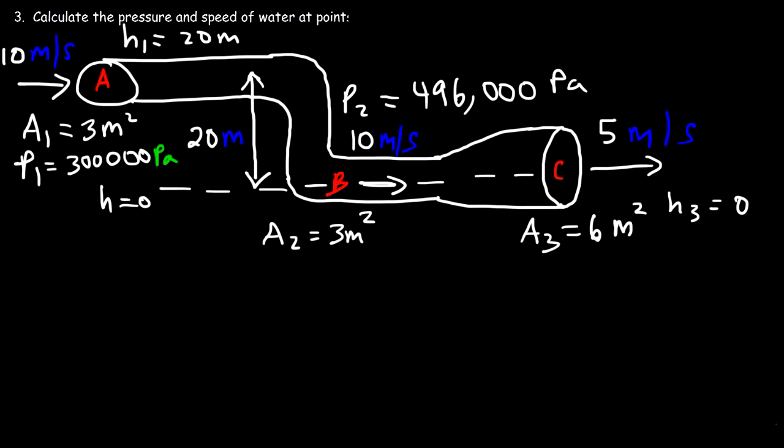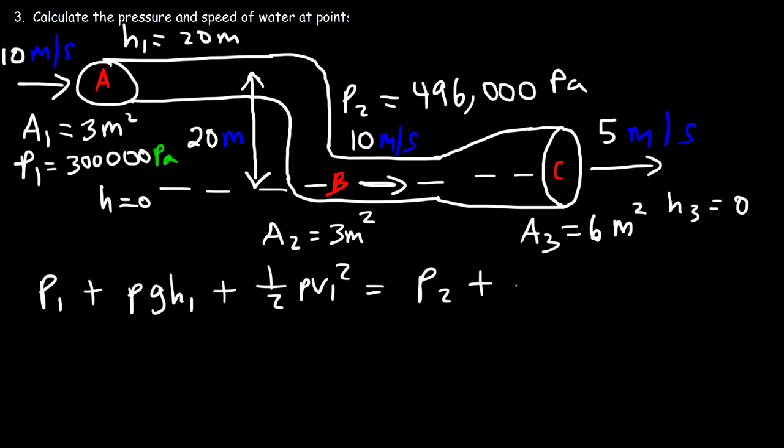Now let's focus on point C. Let's go from point A to point C. So let's use Bernoulli's equation again. Now this time we need to use the entire equation. So all of the stuff on the left side is going to be associated with point A, and all of the stuff on the right side is associated with point C. So let's make this P3 instead of P2, and H3 and V3.